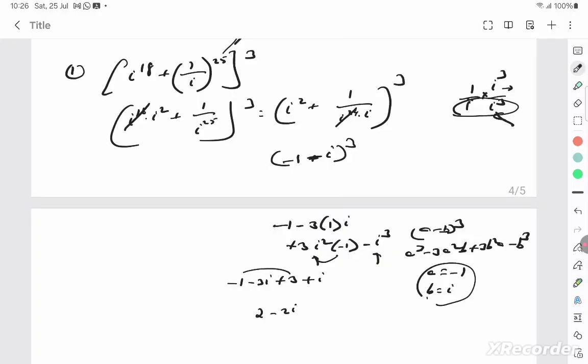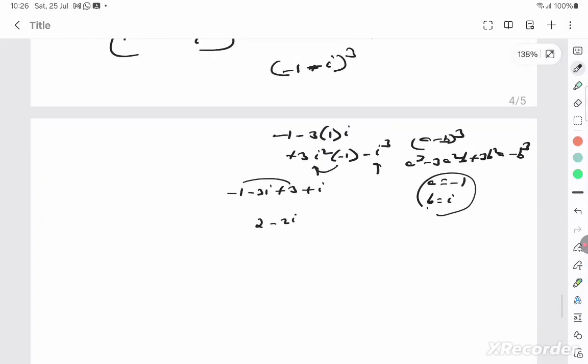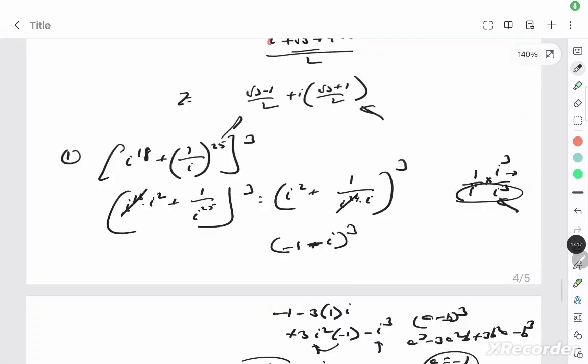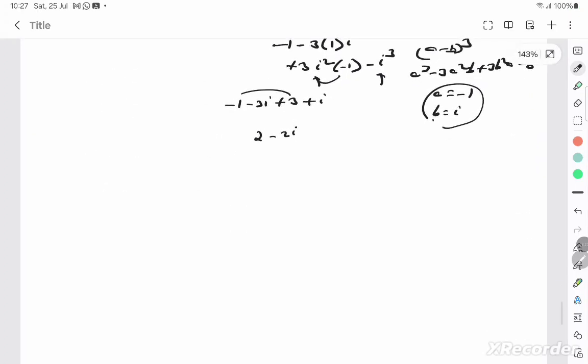Okay, so that's about it. The question says evaluate. Are they asking us to find the magnitude of it? Let me see. No, they didn't say magnitude. They just said evaluate. Just write it in simple form, and I've written it. Okay, so let's go to the next question, the second question.